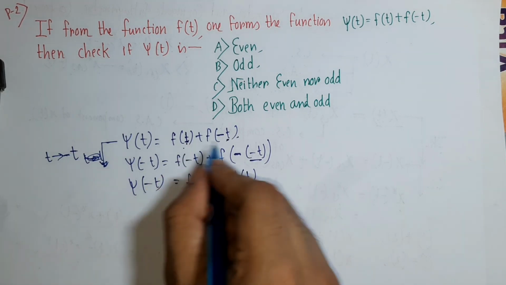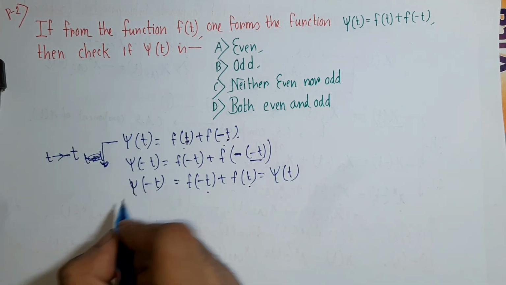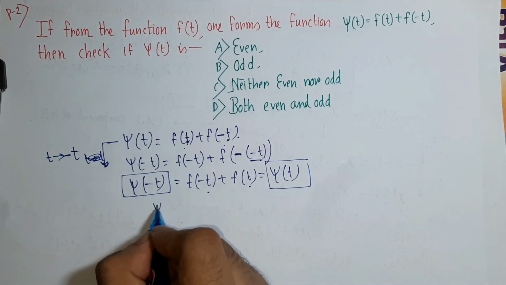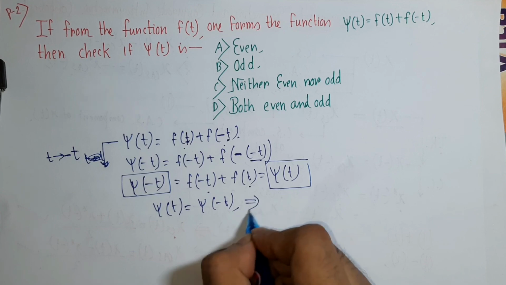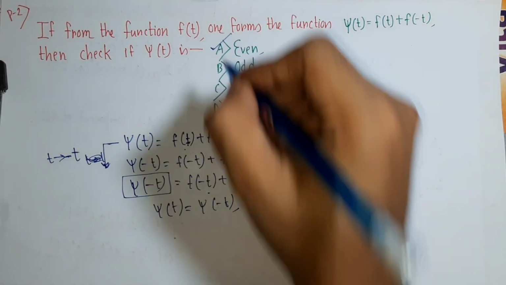and ft plus f of minus t is nothing but psi t, as the question is given. So what you finally have is psi of minus t is same as psi t. So clearly psi t is an even signal, right? So this is the answer, that psi t is an even signal.